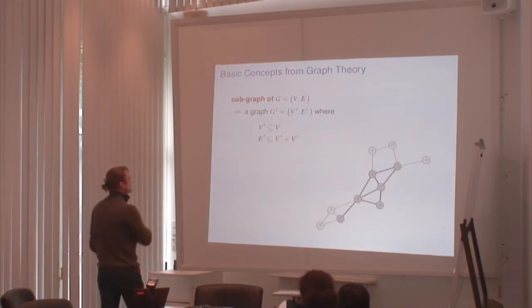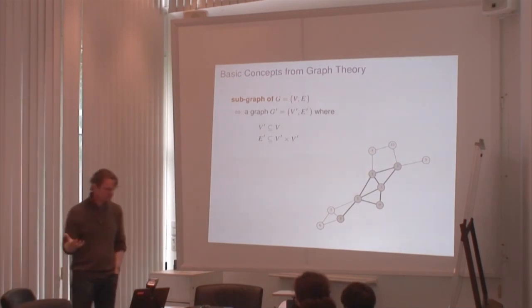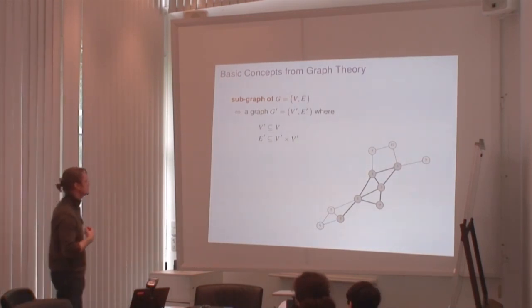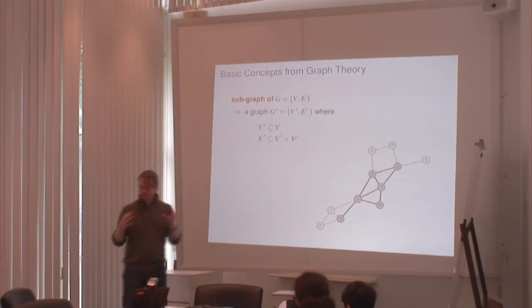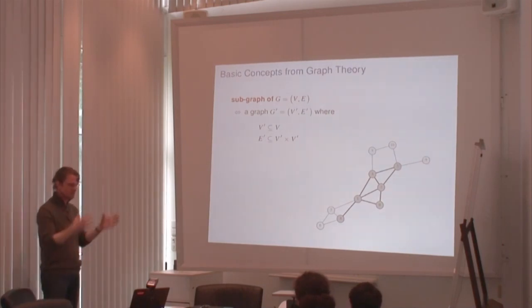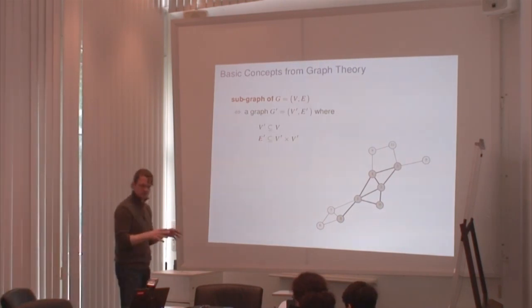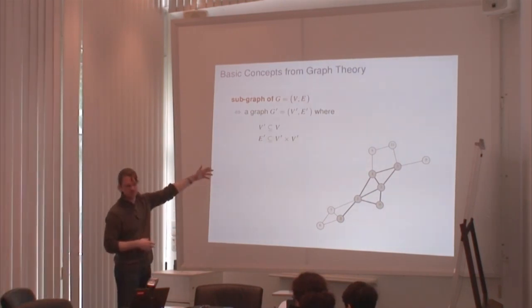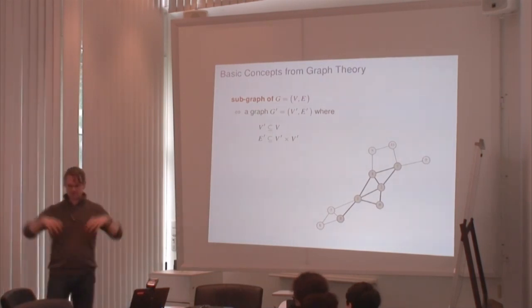A subgraph of a graph G is a graph G prime, which is again a tuple, this time consisting of V prime and E prime, where V prime is a subset of V. So the vertices of the subgraph of a graph G are a subset of the vertices of G, and so are the edges. The edges of the subgraph are a subset of the edges of the embedding graph.